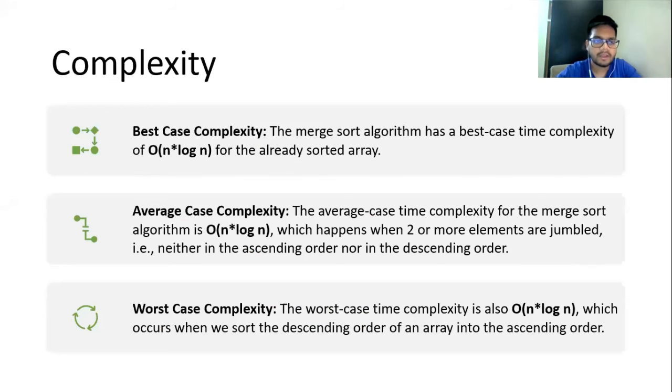The merge sort has the following best case, average case, and worst case complexity. So the merge sort has the best case time complexity of O(n log n) for an already sorted array. The average case time complexity for the merge sort algorithm is O(n log n), which happens when two or more elements are jumbled, that is, neither in ascending order nor in descending order. And last, the worst case time complexity is also O(n log n), which occurs when we sort a descending order array into ascending order.